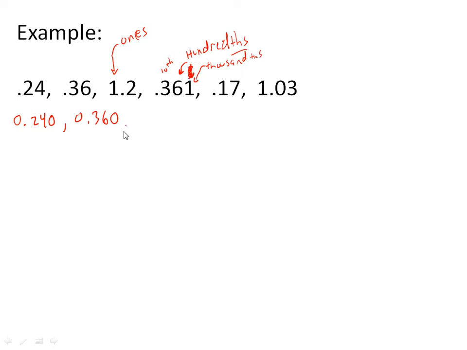Okay. This is 1 and 200 thousandths. Okay, now this one right here is 0 and 361 thousandths. Alright, this number right here becomes 0 and 170 thousandths. And this number right here becomes 1 and 30 thousandths. Okay, so now all the numbers have the same placeholders, and we're going to compare all the numbers and put them in order from least to greatest. That's step 3 and 4.